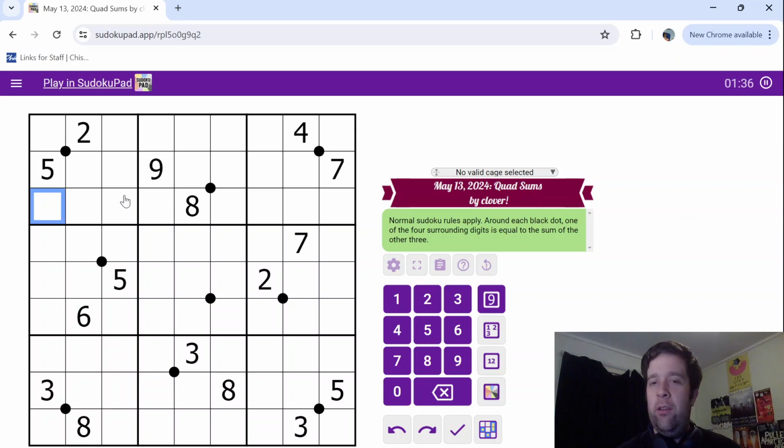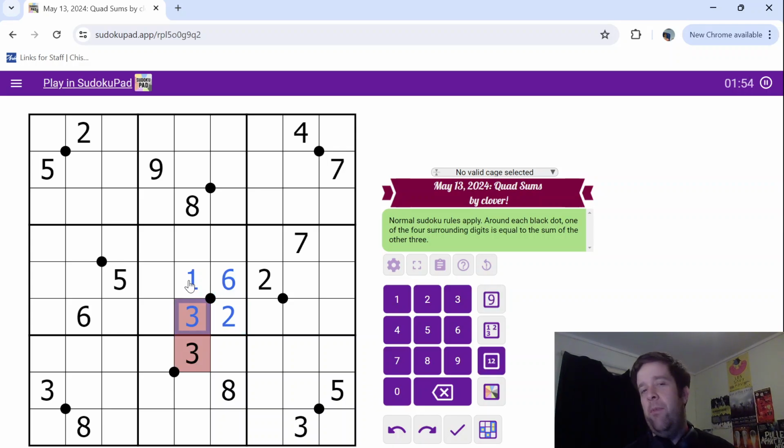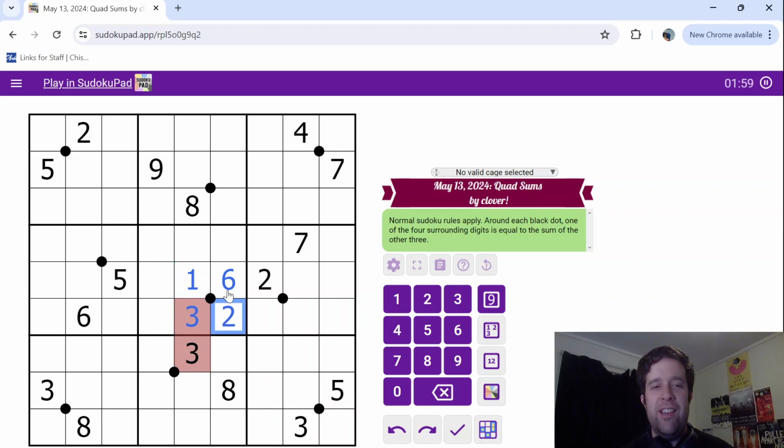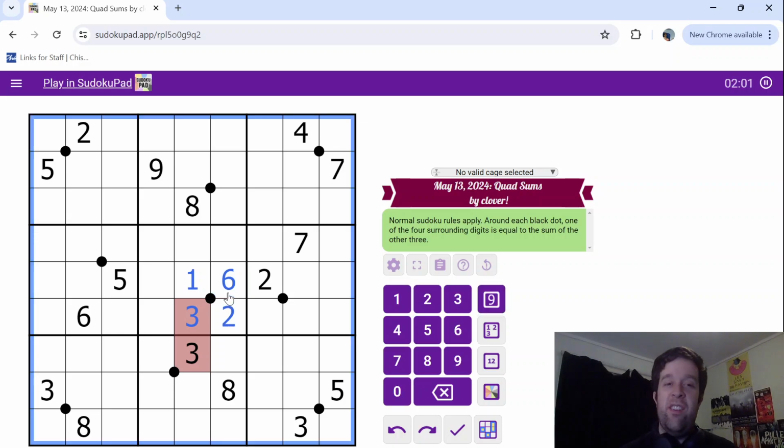Now, around each black dot in the puzzle, one of the four surrounding digits is equal to the sum of the other three. So, for example, 1, 2, 6, 3 might be a valid way of doing that, since 1 plus 2 plus 3 is equal to 6. That's all you need to know to solve this puzzle.